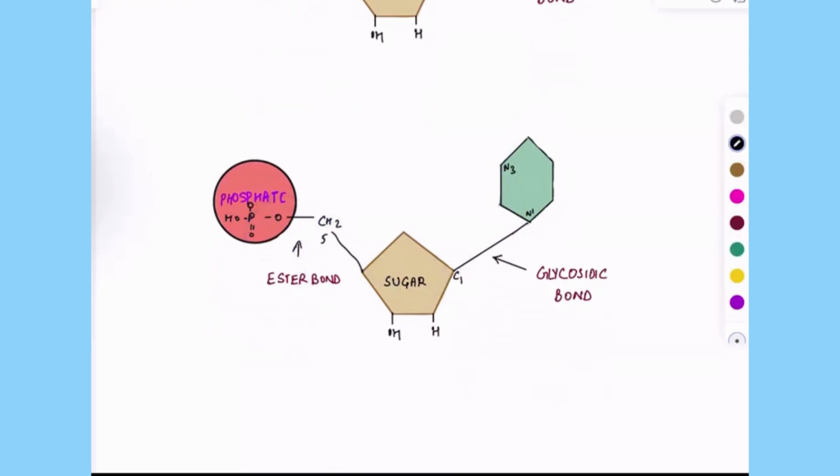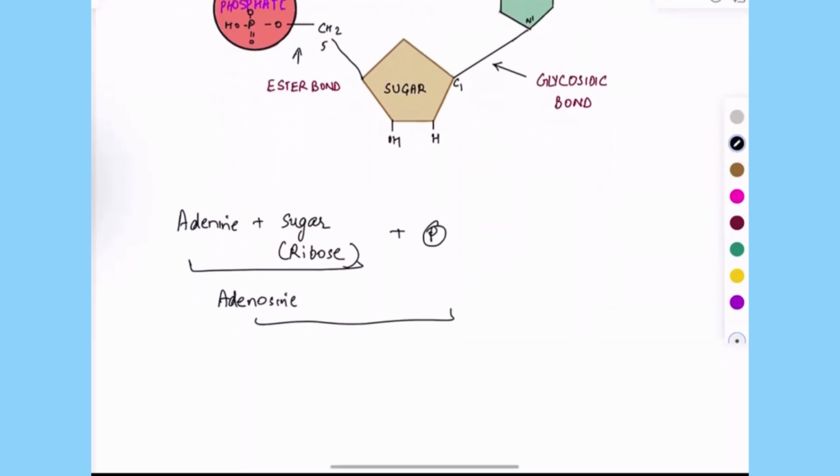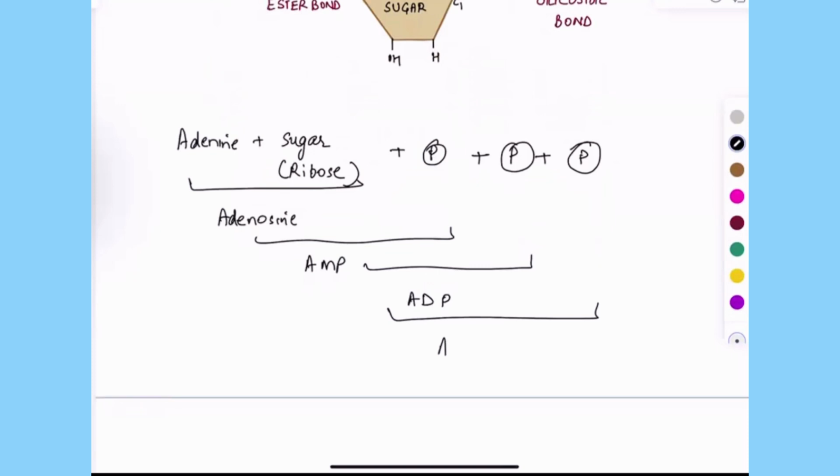Now, if you attach adenine plus sugar, which can be ribose or deoxyribose, if it is a ribose sugar, this will be adenosine. Attach 1 phosphate to it, it will become adenosine monophosphate. Attach 2 phosphates and it becomes adenosine diphosphate. Attach 3 phosphates and it becomes adenosine triphosphate.